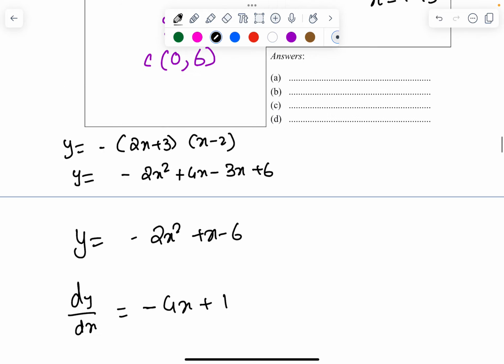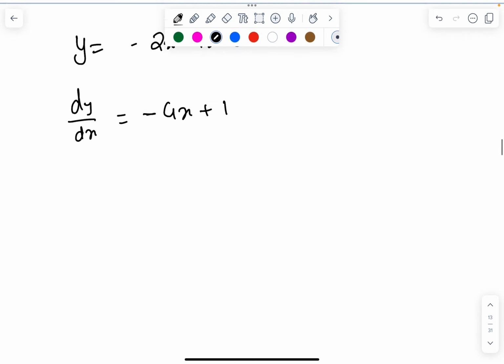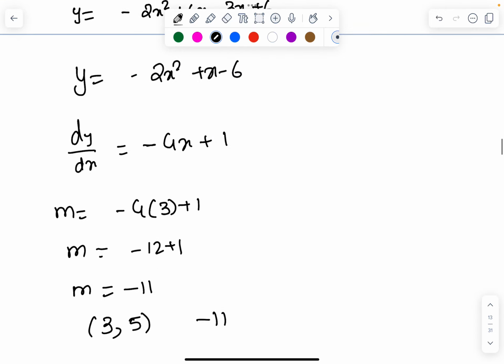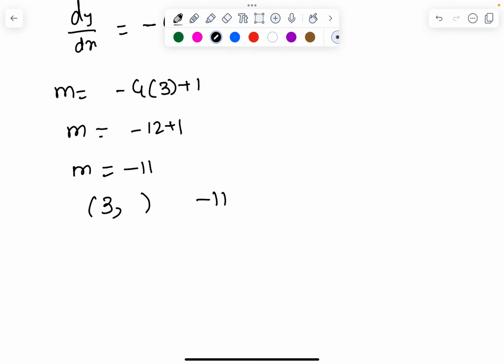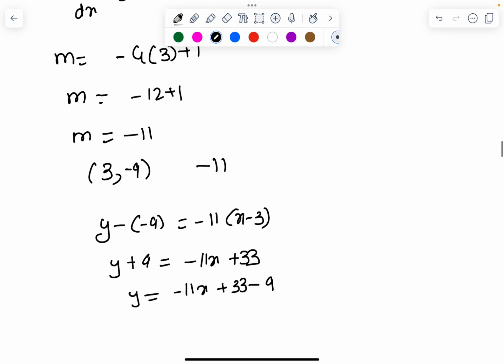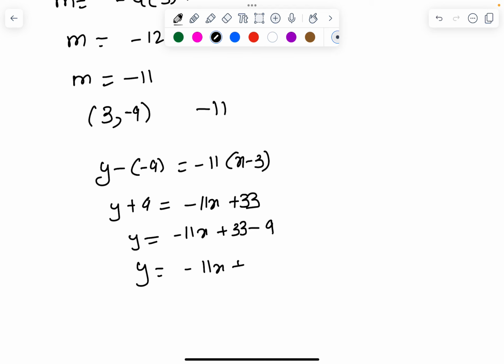Now I want the slope at which point? (3, negative 9). So gradient equals minus 4 times 3 plus 1. So m equals minus 12 plus 1, m equals negative 11. Now the point (3, minus 9) and m is negative 11. So y minus y1 equals m times x minus x1. So y plus 9 equals negative 11x plus 33. So y equals negative 11x plus 33 minus 9. So y equals negative 11x plus 24. That's going to be the equation of a tangent.